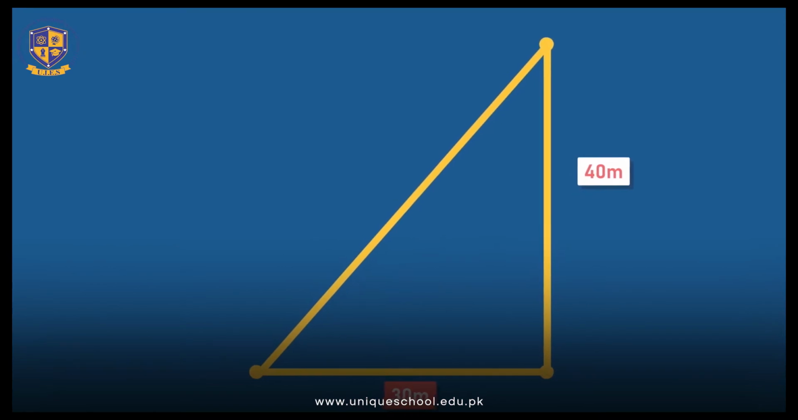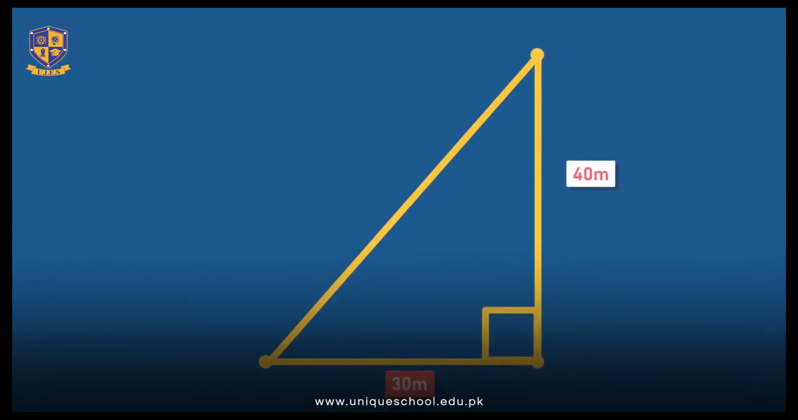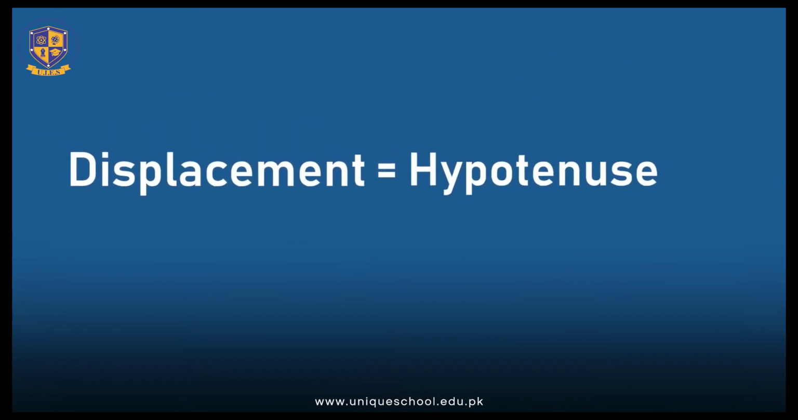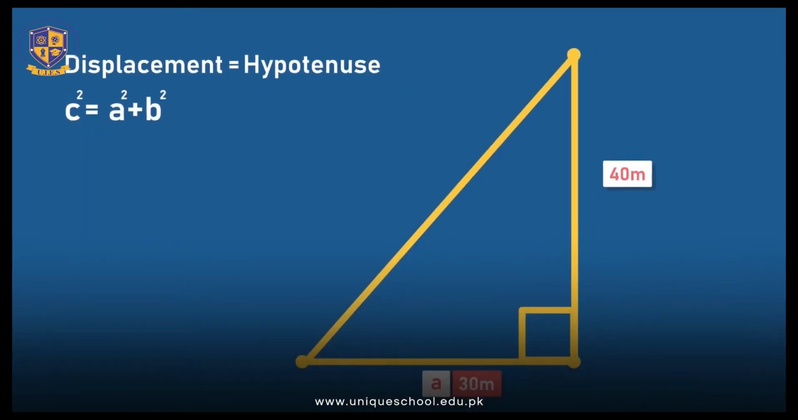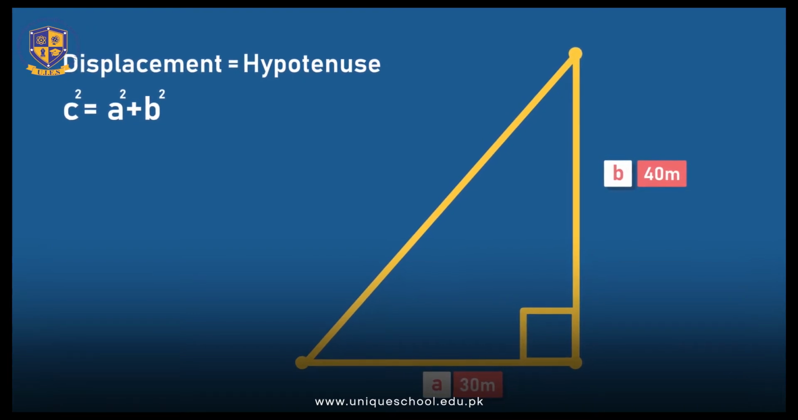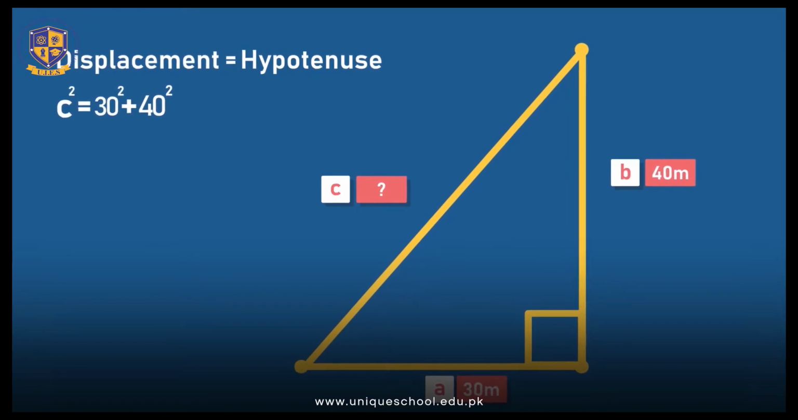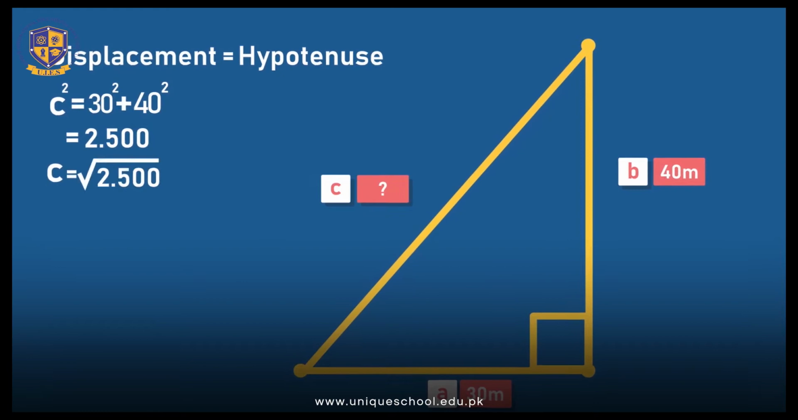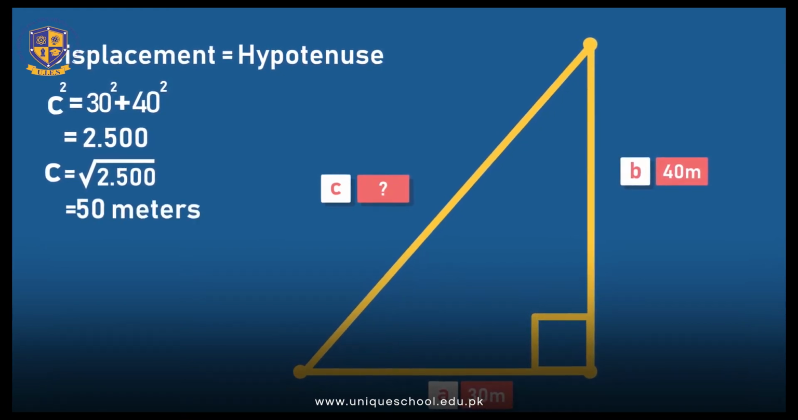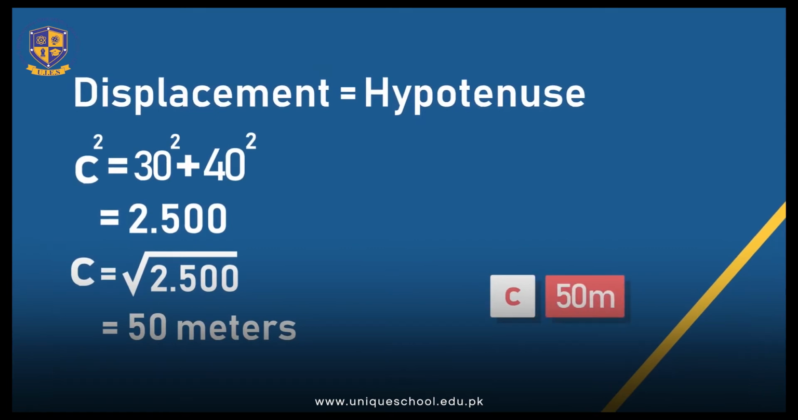If we look at this figure closely, we can see that this path forms a right triangle. Thus, we can calculate the displacement by solving the hypotenuse of the triangle using the formula c squared equals a squared plus b squared, where a is the base of the triangle, b is the perpendicular, and c is the hypotenuse. Inserting the values, we get c squared equals 2,500 meters, c equals the square root of 2,500, which is equal to 50 meters. Much shorter than the actual distance of 70 meters.